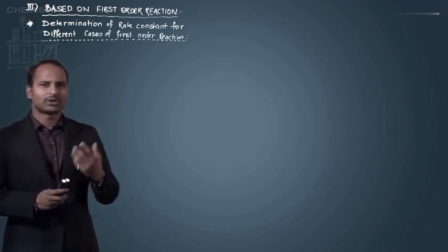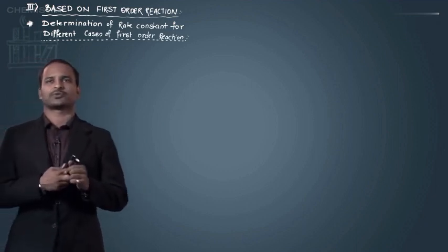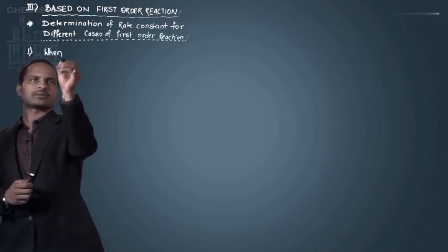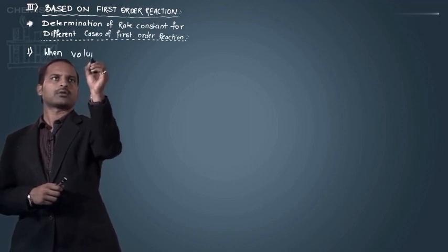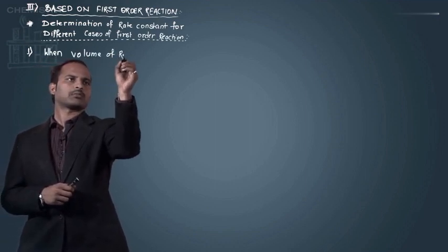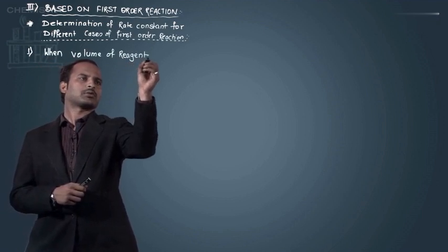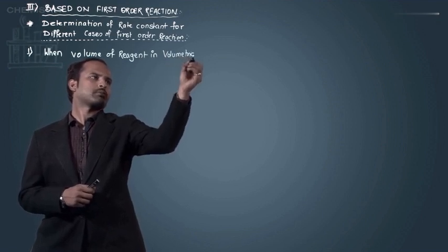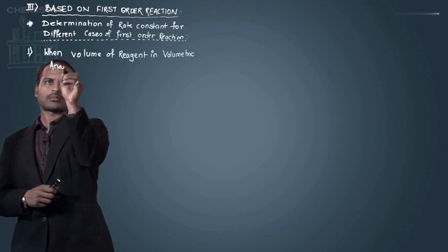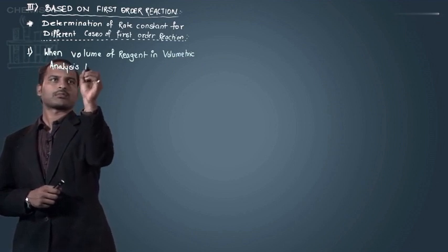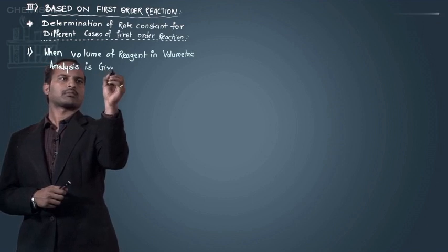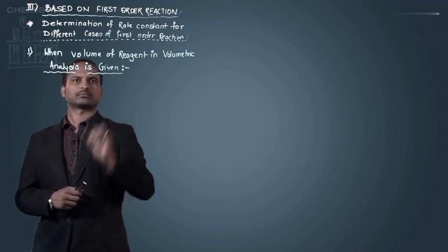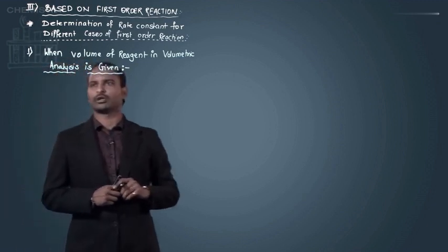So we have the determination of rate constant for the different cases of first order reaction. Sometimes in a question they give the volume of a reagent. So the first one, let's see the first point. The first case, when the volume of a reagent in a volumetric analysis is given.